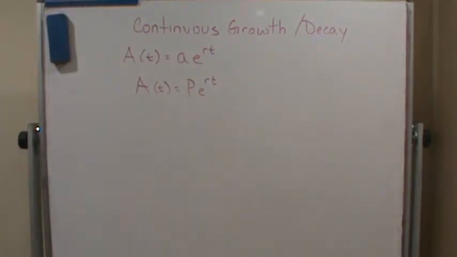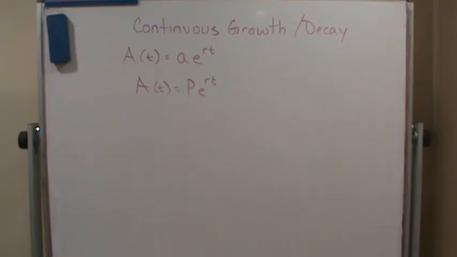So, for example, let's say we have a person who invested $1,000 in an account earning a nominal 10% per year compounded continuously. Okay, so there's the key word, continuously. So we know we have to use this continuous compounding formula. How much was in the account at the end of 1 year?